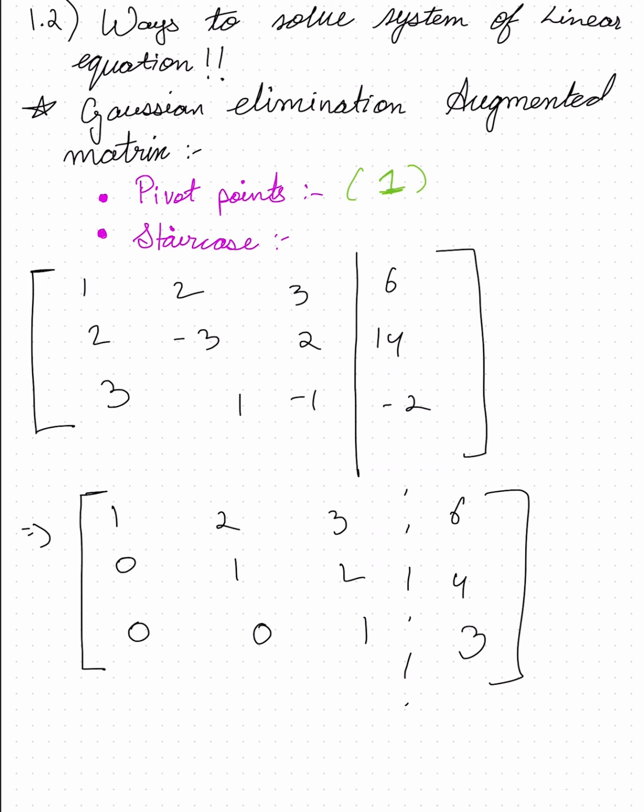So what we did here is make the pivot points 1. Another important point is all the entries below the pivot point should be 0. So if this is our pivot point, all the entries below it are 0. We do the staircase, go here, next pivot point, all the entries below it should be 0. We go to the next pivot point, it's 1. We don't have anything below it. So this is the reduced form.